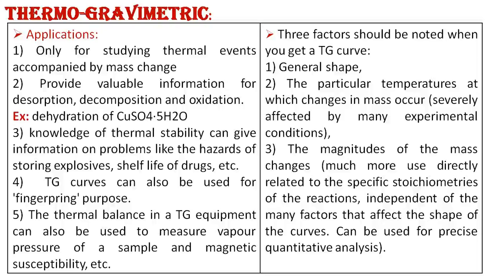The thermal balance in a TG equipment can also be used to measure vapor pressure of a sample and magnetic susceptibility, and so on. Three factors should be noted when we get a TG curve. First one is the general shape. Next one is the particular temperature at which change in mass occurs, severely affected by many experimental conditions.